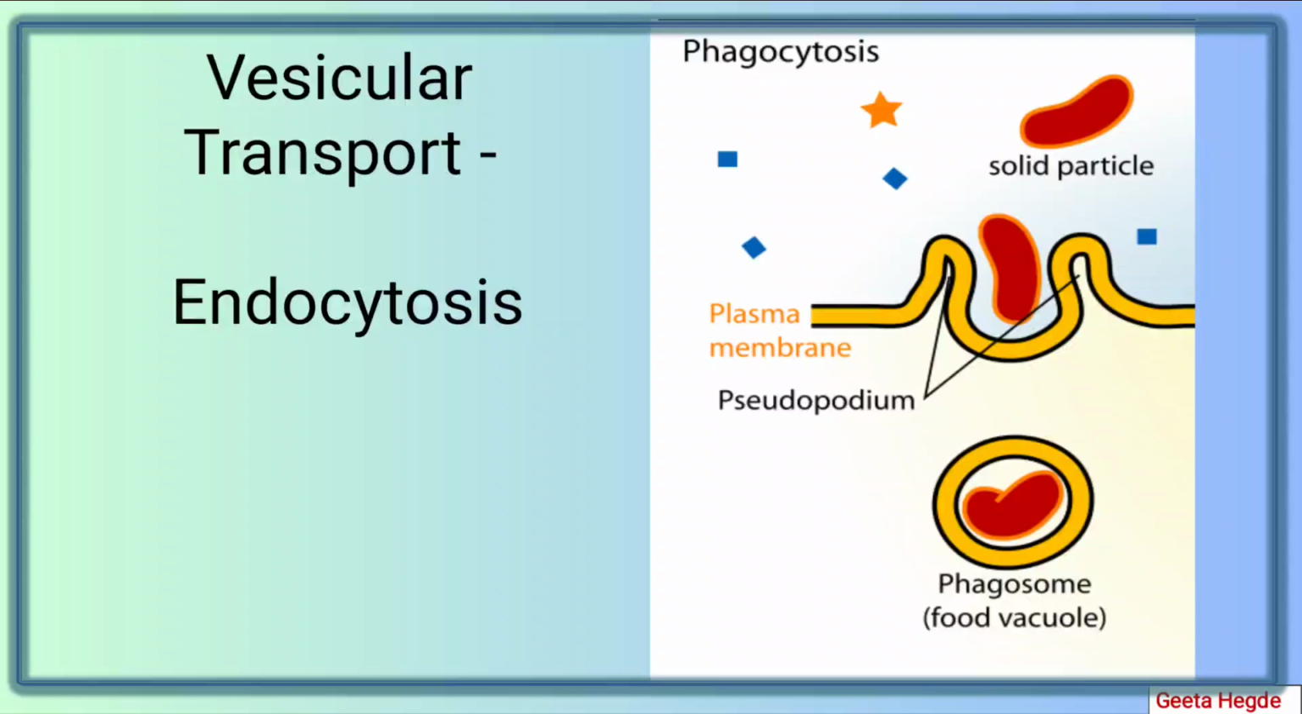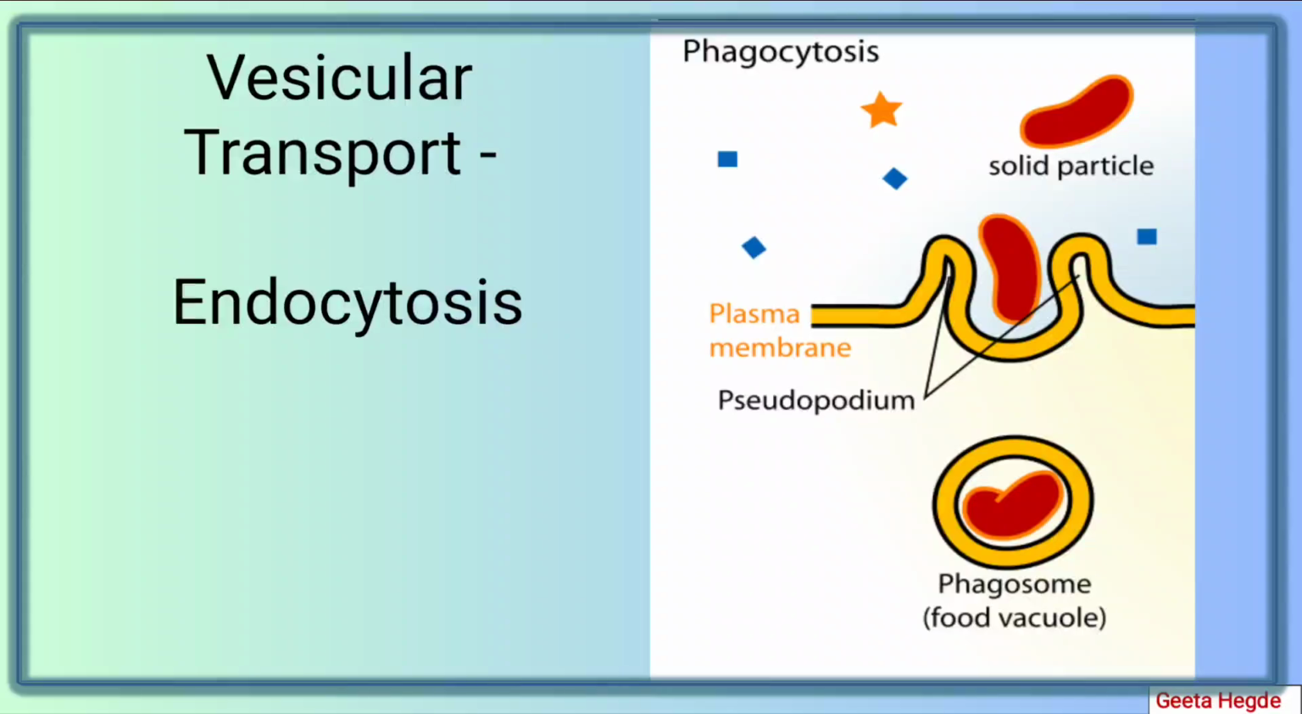Now the first type of vesicular transport is endocytosis. Endocytosis is of three types: phagocytosis, which is cell eating; pinocytosis, which is cell drinking; and third is receptor mediated endocytosis. So in the first example we see phagocytosis. So what is phagocytosis? The cell membrane, as you can see in the diagram, engulfs a large particle or cell forming a phagosome.